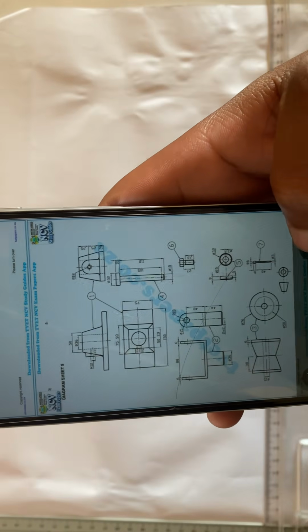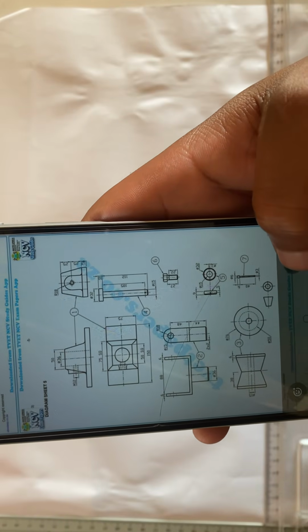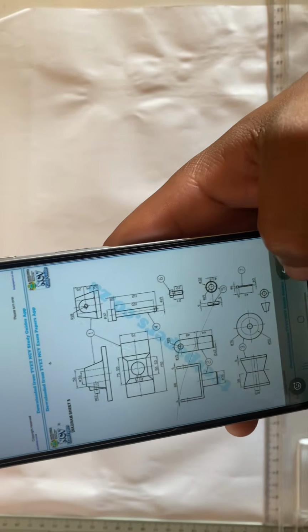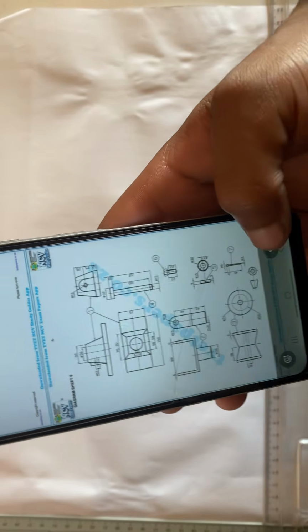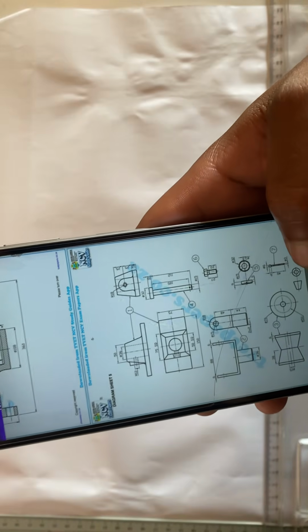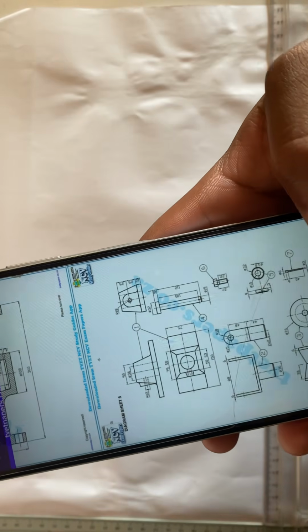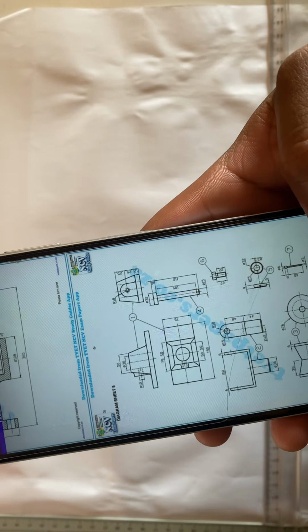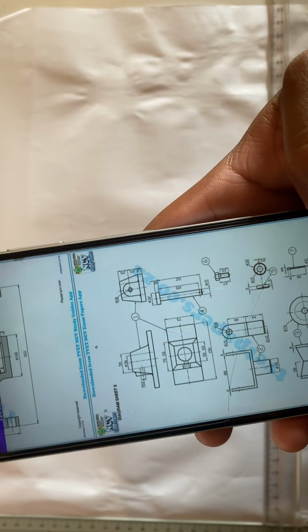Okay, we were given 7 items. We have item number 1, item number 2, 3, 4, 5, 6 and 7. Okay, so we're going to start by drawing item number 1. On item number 1 we were given 3 views.